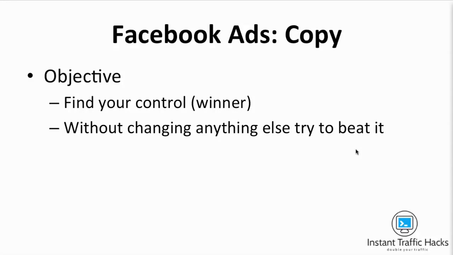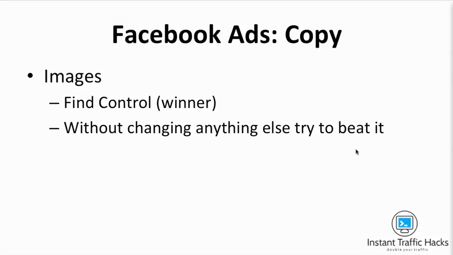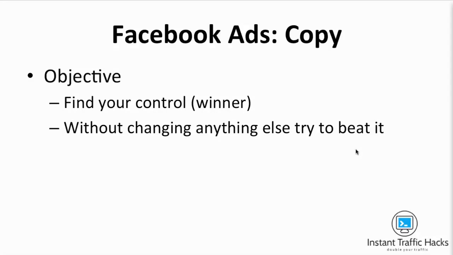Once you go through this cycle, go back to the beginning and see if you can, now that you have a winning copy, a winning audience, and a winning objective, see if you can beat that image that you've found as your control. See if you can beat that copy or that audience, and things like that. And I mean, this is how you do Facebook.